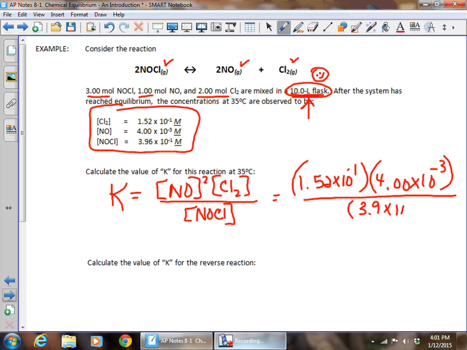3.9 times 10 to the negative first on the bottom. Oh, and I missed something on this. Did you notice what I did? I forgot to put that NaCl was squared, so watch that. You've got to pay attention.